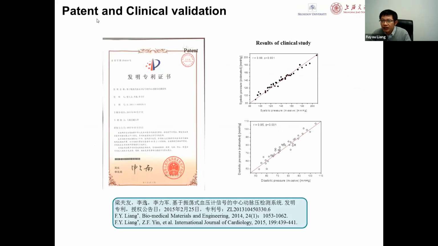And based on our findings, we have applied for patent protection, and now we have got approved. And then we performed some in vivo clinical studies. Because limited by the clinical resources, we just performed a very preliminary clinical study, including about 40 patients. We got very good results. When we compare our estimated aortic systolic pressure with the invasively measured systolic pressure, we can see that the R is still very high, close to 1.